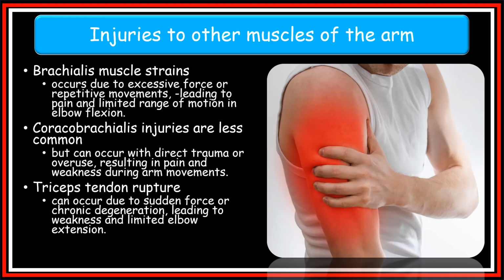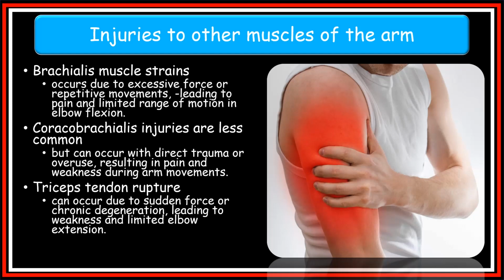Where does coracobrachialis originate from? Tip of coracoid process. That's right. This may not be as common as others, but when it happens, it can come as a result of direct trauma or overuse of particular movement in this muscle. And then, of course, it comes with pain and weakness of the movements associated with this muscle. Which of the movements are you thinking about now? Flexion.